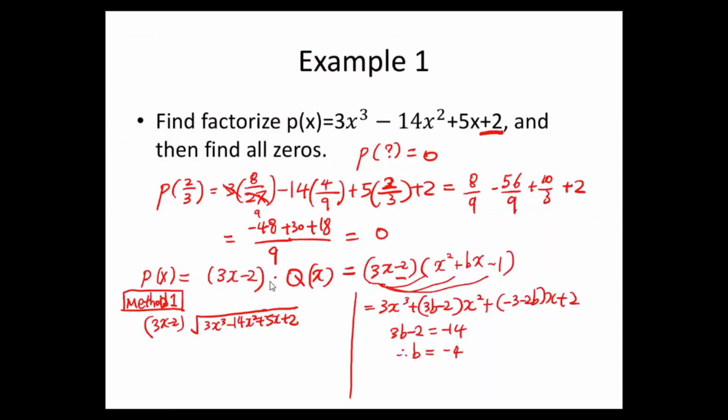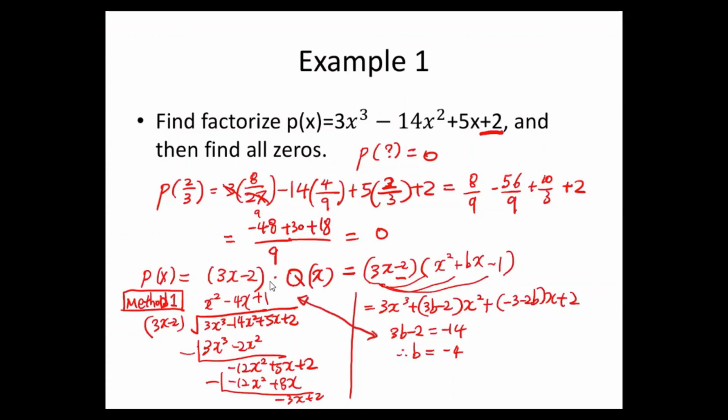Well, you can also try with long division. Then you have 3x cubed minus 2x squared, subtract, and then you have negative 12x squared plus 5x plus 2. And then you multiply negative 4x, which makes it negative 12x squared plus 8x. And when you subtract everything, negative 3x plus 2, and then plus 1, oh yeah, you're done. There's no remainder, so the answer matches. We confirm that b is negative 4. And that way, you can find the final answer.